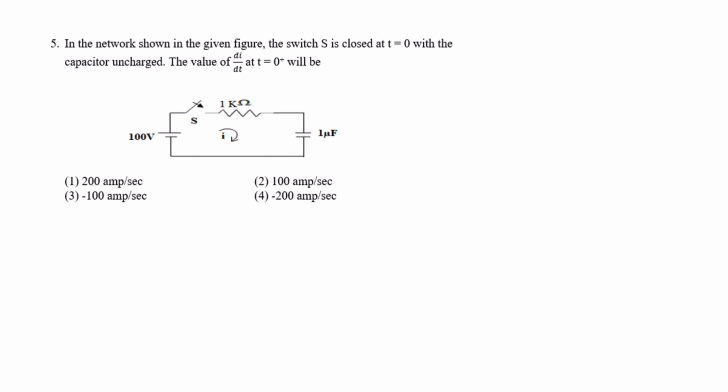Next question. In a network as shown in the figure, the switch S is closed at t equal to 0 with the capacitor uncharged. The value of di by dt at t equal to 0 plus will be. Given this network consists of a resistor and a capacitor, hence it is an RC network. So the time constant of this network is tau equal to RC, where R is 1 kilo ohm and capacitance is 1 microfarad. So its value is 10 power minus 3. So 1 millisecond is the time constant of the given circuit.